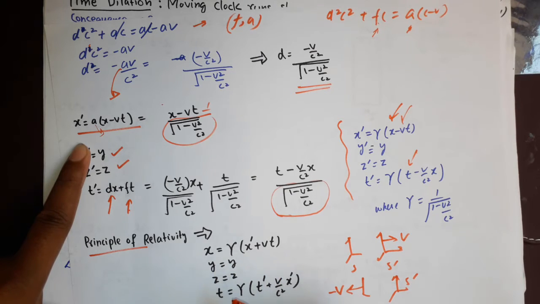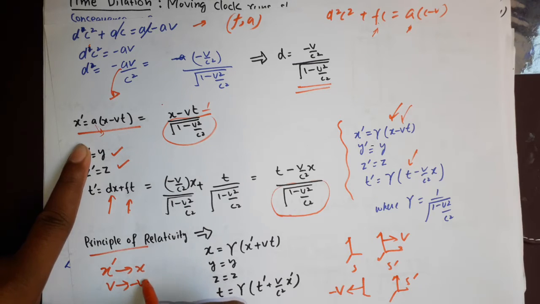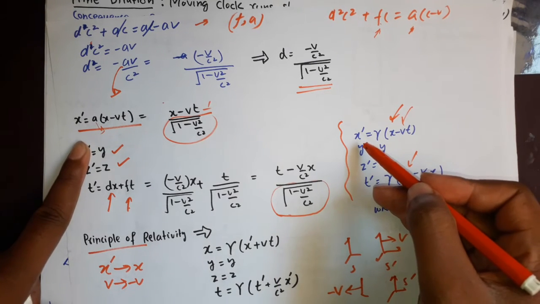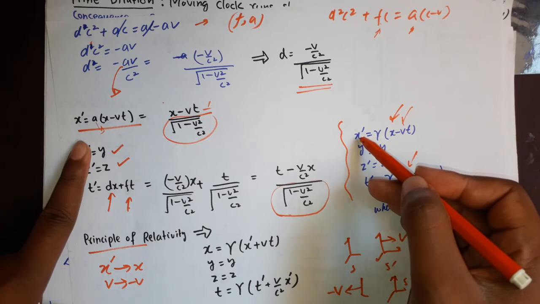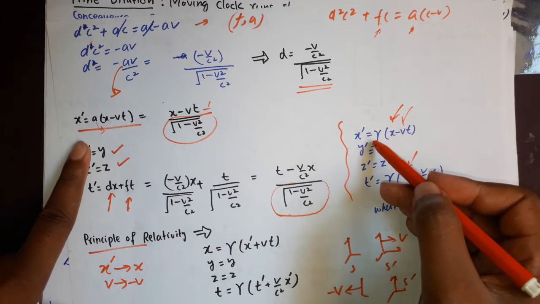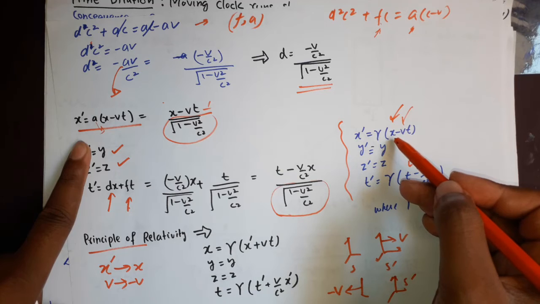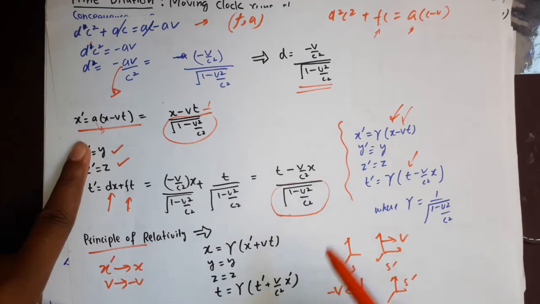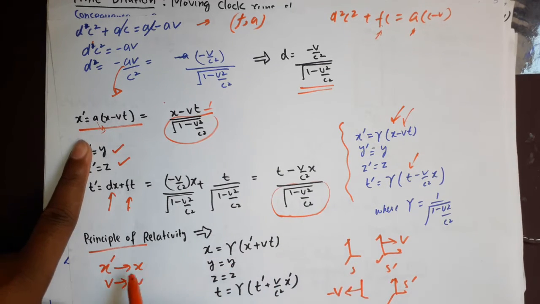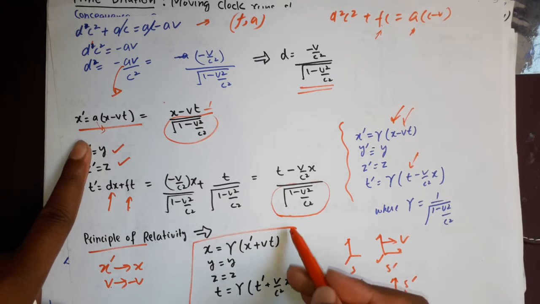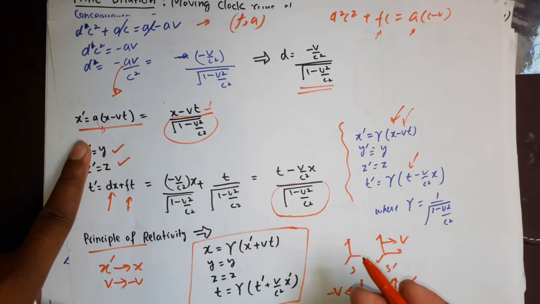So I can shift my values from prime to unprime. All you have to do is replace the prime by unprime and replace v by minus v. Look here, if I replace x prime by x, this gives me x is equal to gamma times x prime plus vt. That is all. All you have to do is replace the prime coordinate by unprime and v by minus v, and you get these transformation equations. These are the reverse transformation equations.